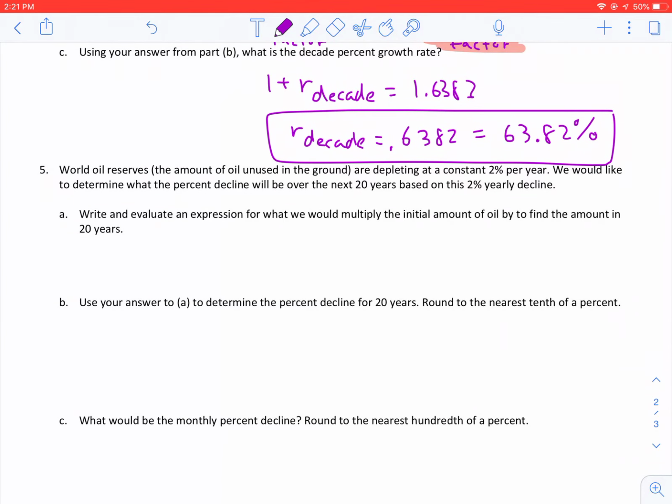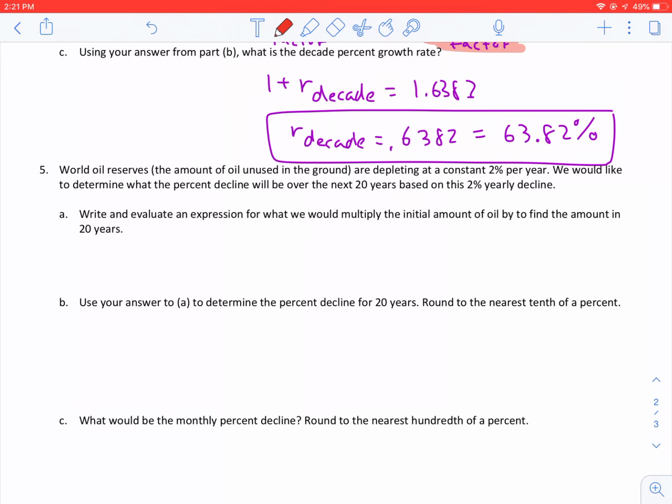So all the examples we've done so far are examples of exponential growth. This one here is going to be an example of exponential decay. World oil reserves are depleting by a constant 2% each year. We would like to determine what the percent decline will be over the next 20 years based on this 2% yearly decline, and evaluate an expression for what we can multiply the initial amount of oil by to find the amount in 20 years.